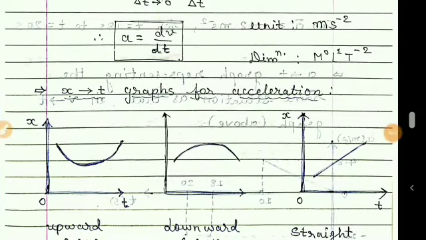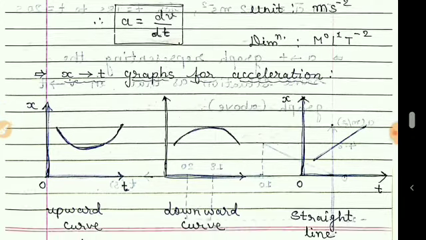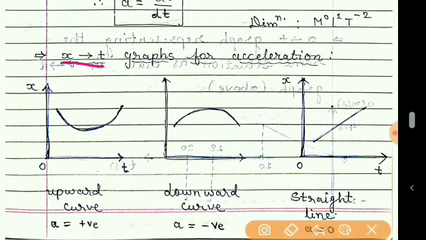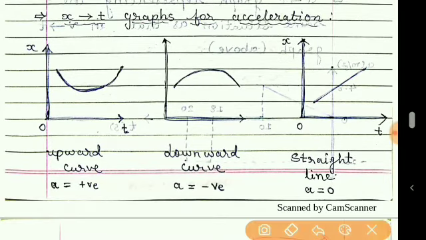Hello students, in our last lecture we studied the x-t graph, that is, the position-time graph for acceleration. We studied that if the position-time graph is a straight line, then velocity is constant, meaning velocity does not change, and if velocity does not change, then there is no acceleration, meaning acceleration is zero.